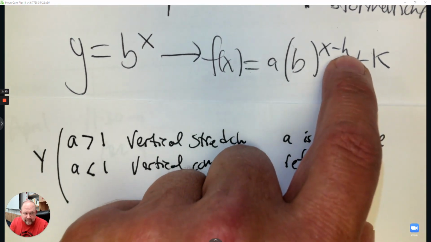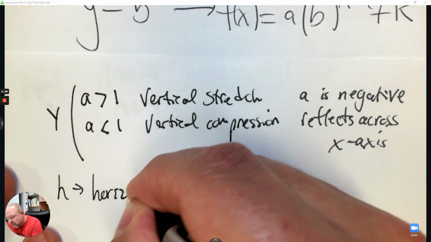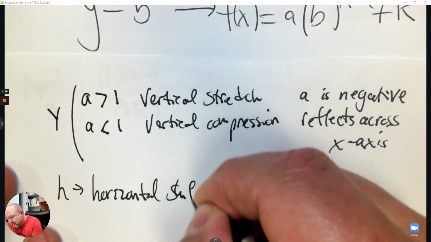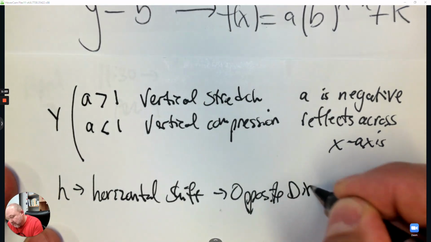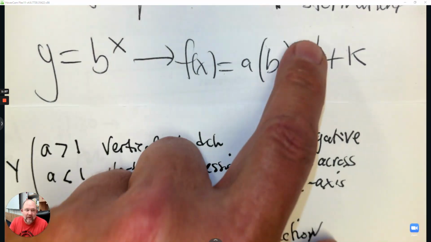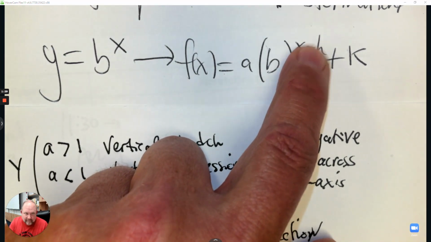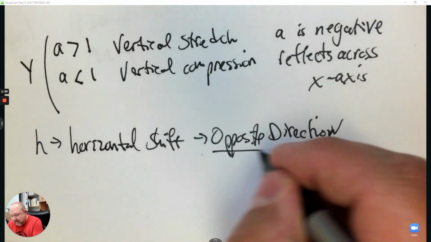Now the h is a horizontal shift. And it goes in the opposite direction. So if you see subtracting, that means it's going to the right. And if you see adding, that means it's going to the left. So we have to be careful of that.